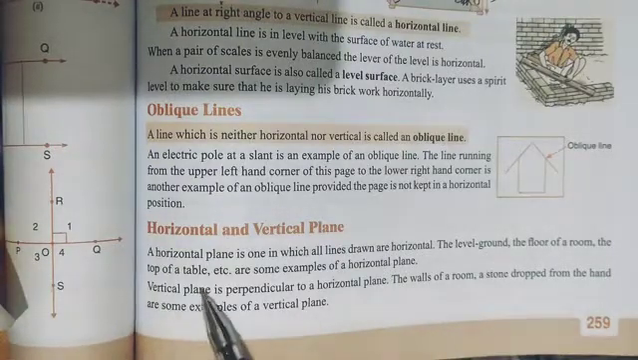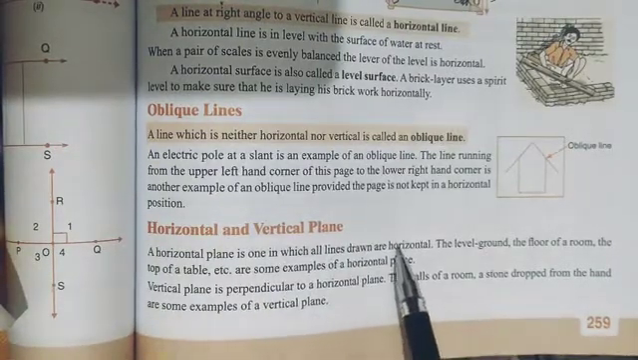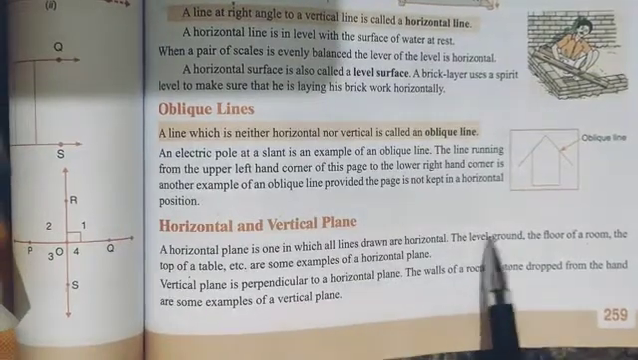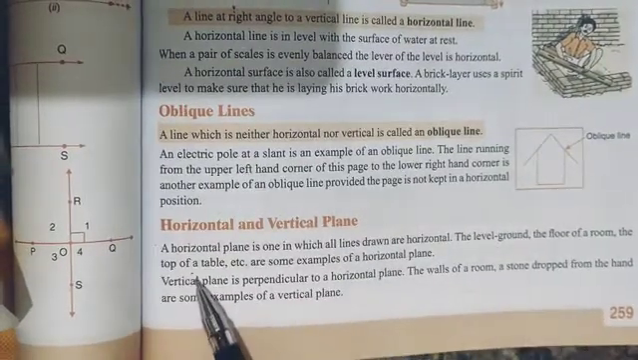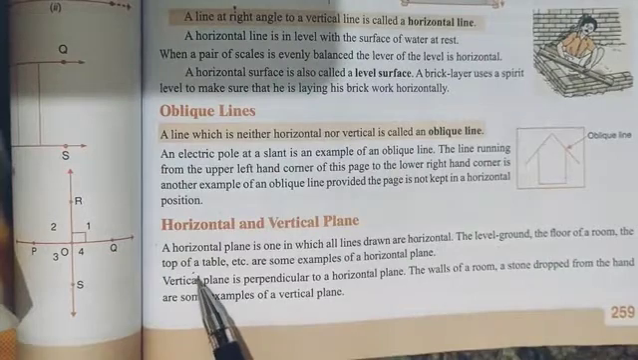Horizontal plane. A horizontal plane is one in which all lines drawn are horizontal. Like the level of ground, the floor of a room, the top of a table, all are horizontal planes, because when we draw lines in these planes, they will be horizontal lines.